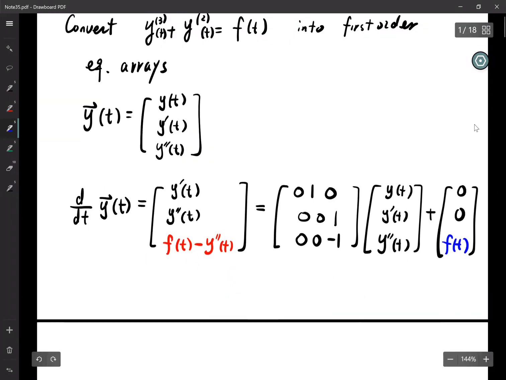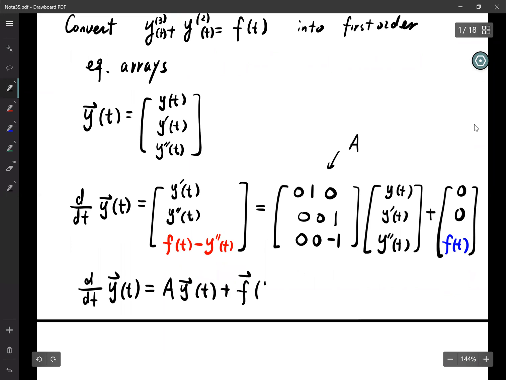So this one, we have converted the scalar higher order differential equation into a vector first order differential equation. Here, this matrix is A, y(t) plus f vector t, and this is our f vector t. It always looks like 0, 0, something. This is because all the equations other than the last equation, they don't involve the right-hand side at all. And this is called the normal form.